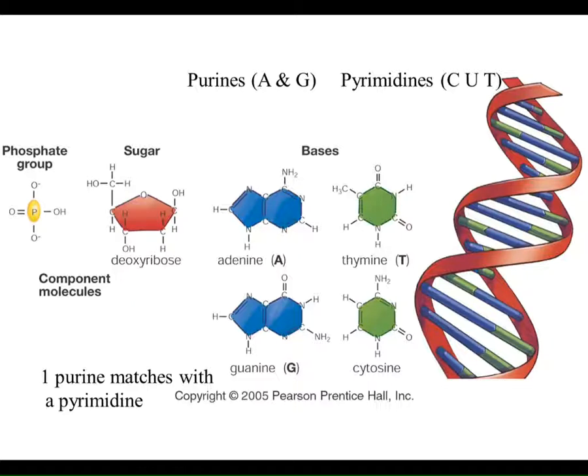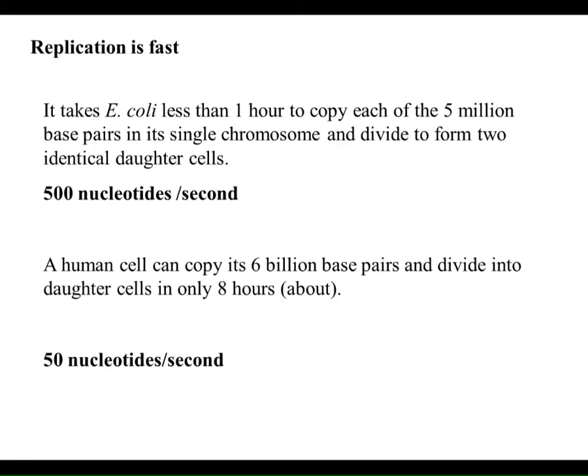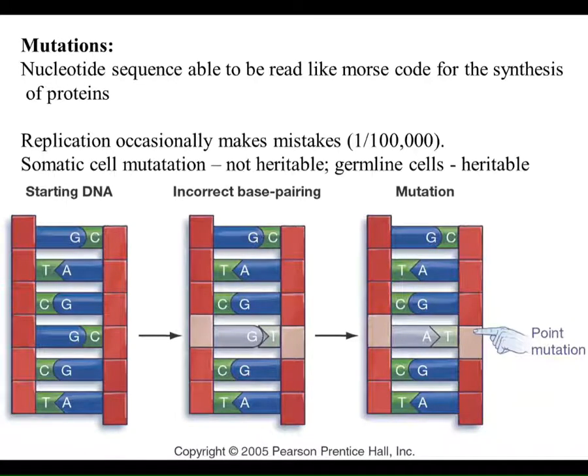It also gives DNA a very standardized size, so that one purine is matching up with one pyrimidine. We discussed how DNA is copied, that is, it's replicated during the S phase of the cell cycle, and that replication is a very rapid process. In our cells, somewhere around 50 nucleotides per second. So your cells are chugging along in CGATAA, and they're copying at 50 nucleotides per second.